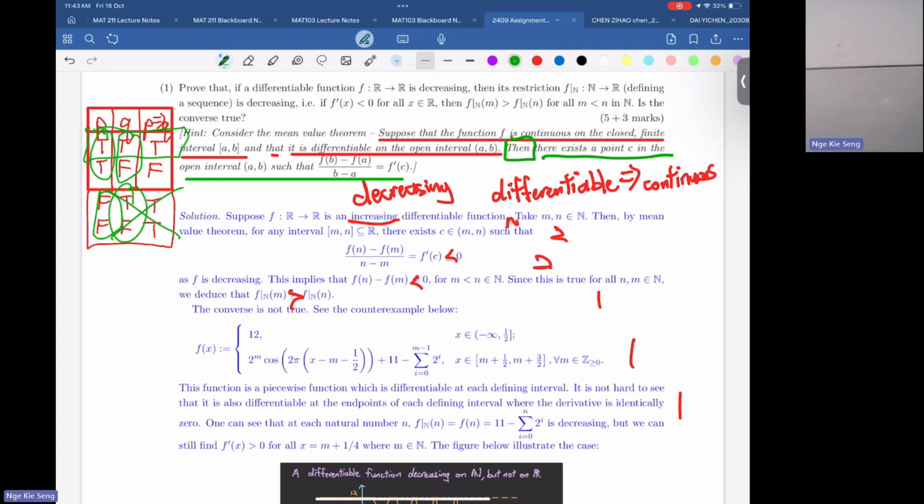Or you can change the order to say, oh, I know that it is true for R, so it is true for n, because n is one of the points. Okay or not? Can you see the logic or not, step by step?